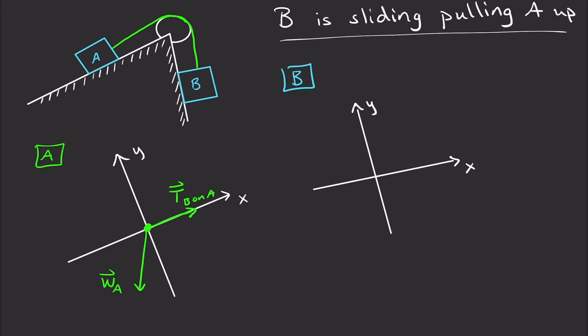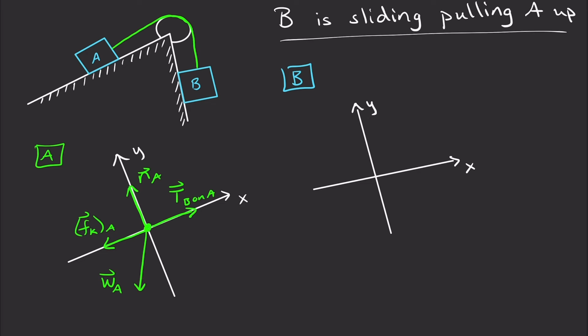And then it's on a surface, so that means there is a normal force keeping object A from going through that surface. And since object A is being pulled up this rough ramp where there's friction, there's going to be a friction force from the ramp on object A.